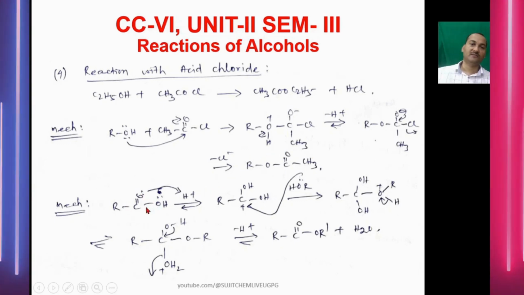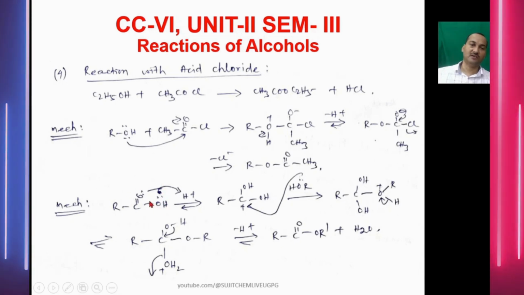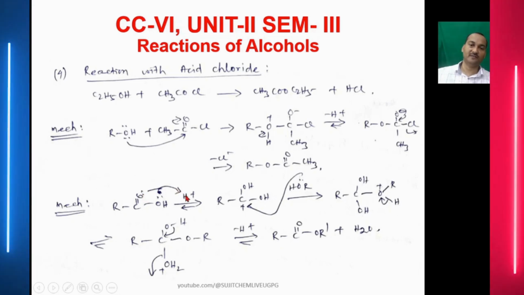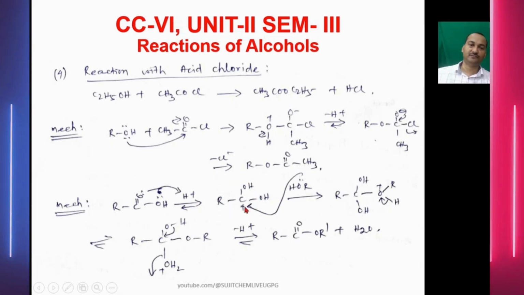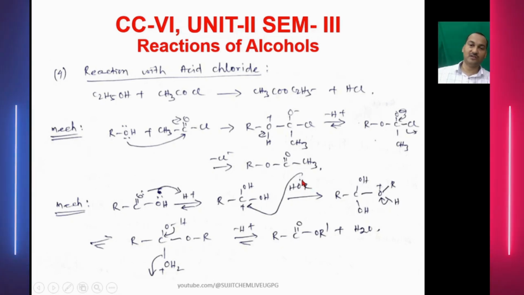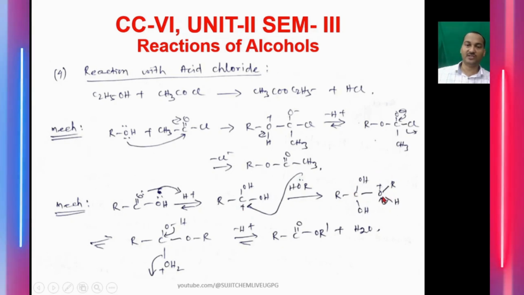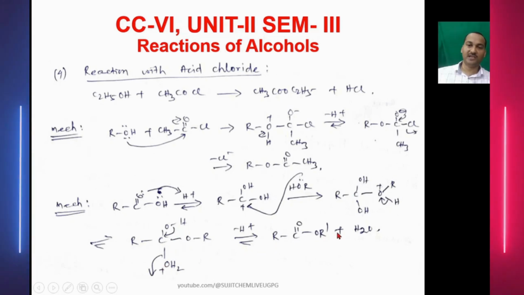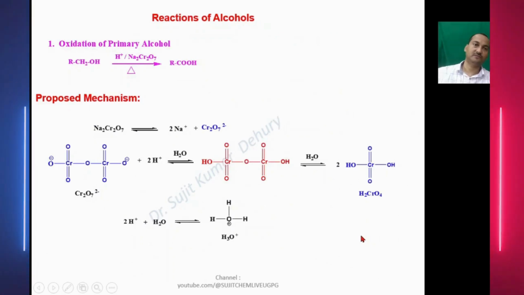Similarly, acid can react with alcohol, giving rise to ester. So carbonyl oxygen lone pair takes the proton from acid. So it will be a protonated acid. Then again what will happen? So alcohol oxygen lone pair will attack this carbocation, giving rise to this intermediate. Again there is loss of water molecule, giving rise to the ester plus water.